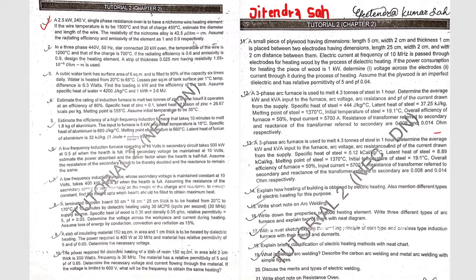So here, for the first type of numericals, first of all we need to determine whether the wire is circular in nature or rectangular in nature. In order to determine this, we have to read the question carefully. Here, a single phase resistance oven is to have a nichrome wire heating element, and the temperature is given, similarly the charge is given. And here you have to determine the diameter and length of the wire.